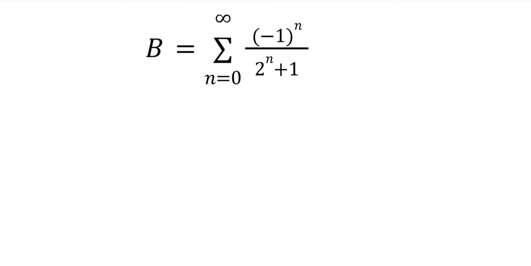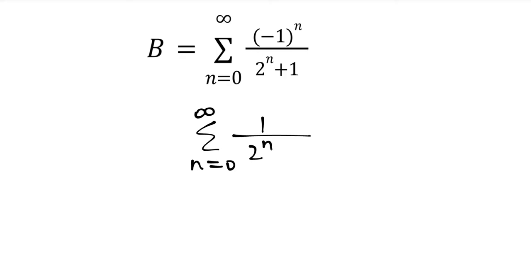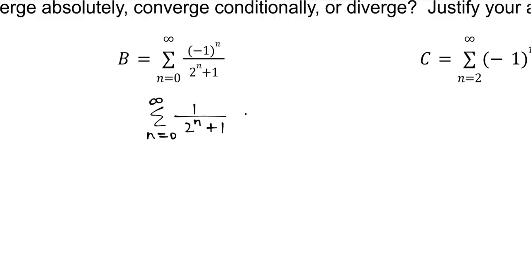B, negative 1 to the n over 2 to the n plus 1. So we're thinking about 1 over 2 to the n plus 1. This is one where, okay, it looks geometric, but it's not exactly geometric. And we could do limit comparison against a geometric series. You totally could, and if that's what you feel more comfortable with, you can do that. But I'm going to say that this one converges.